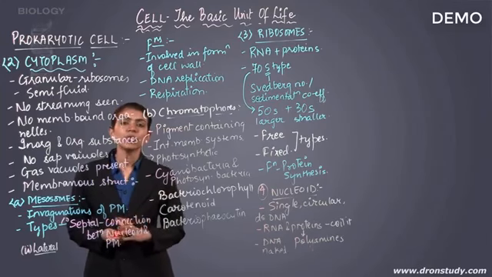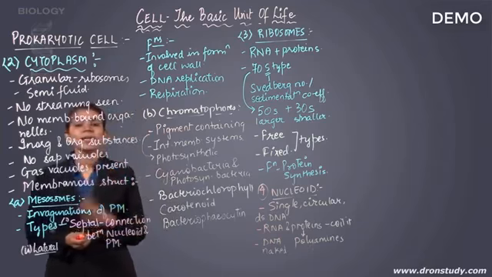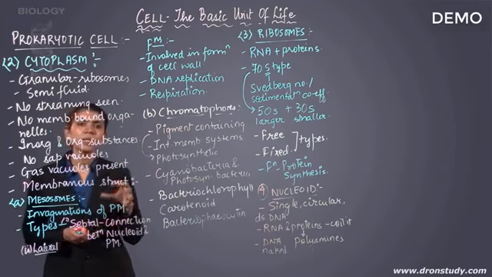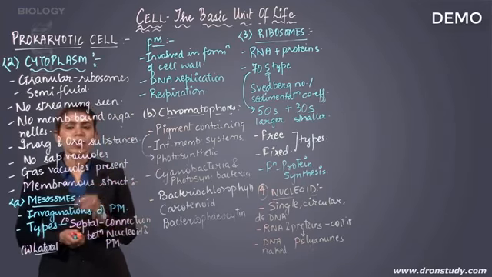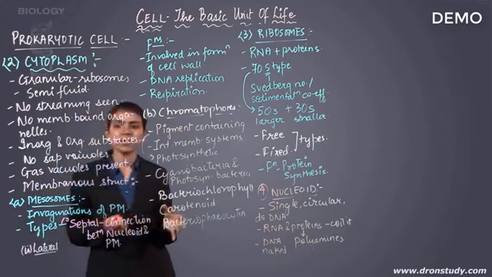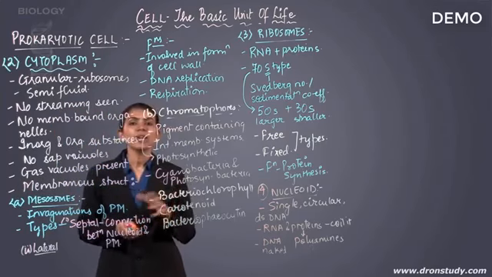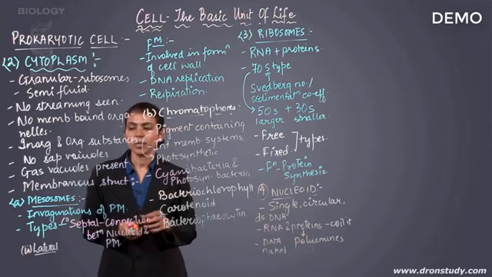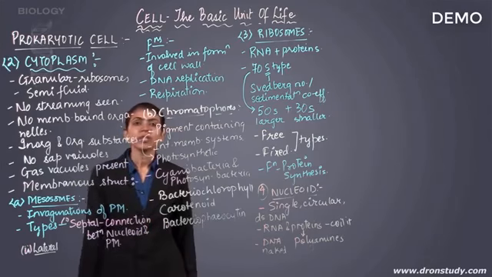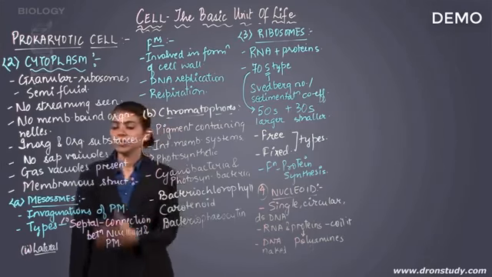There is no streaming movement of the cytoplasm seen, and there are no membrane-bound organelles. There will be certain membranous structures. Organic and inorganic substances are present in the cytoplasm. Sap vacuoles are absent, only gas vacuoles are present. Some membranous structures that we see in the cytoplasm are mesosomes.